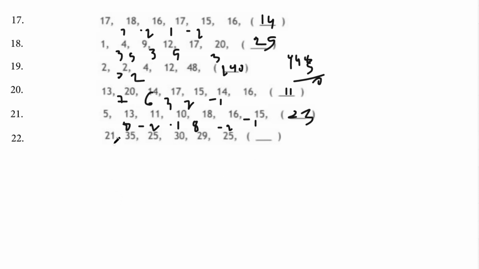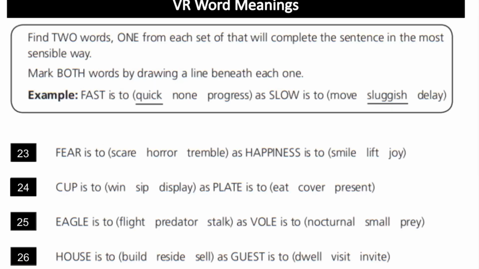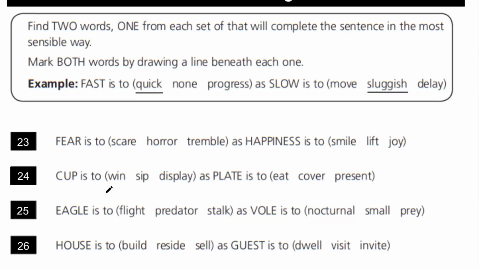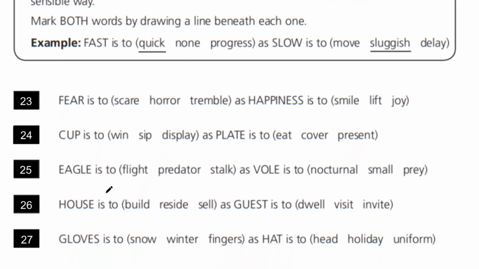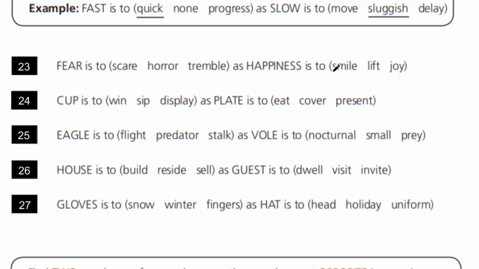And then add 14, or can we see an alternating pattern? Add 4, add 4, add 4 will be 33. Question 23, we have to find some completing the sentences. So fear is to tremble. We're doing symptoms of fear, and symptoms of happiness is to smile.